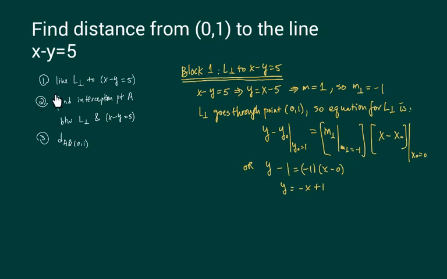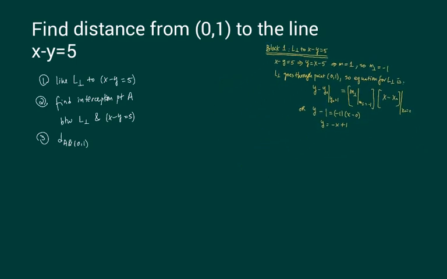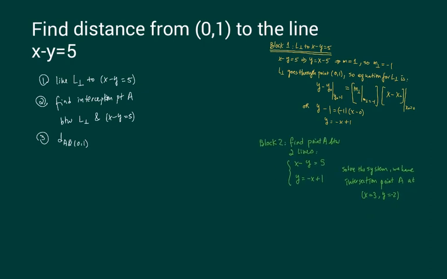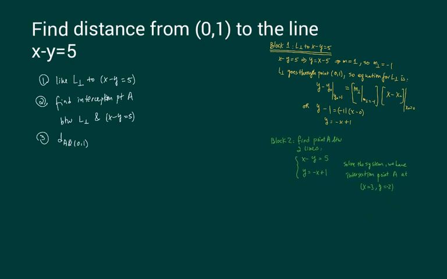My next step is to find the intersection point A. The second block is pretty easy. We have 2 lines: this is the given line, and this is the perpendicular line. Solving the system of equations, you can use substitution or add them together. It's pretty easy to find: x equals 3, y equals minus 2. So now we have the point A. Next, I'm going to use the distance formula to finish this problem up.